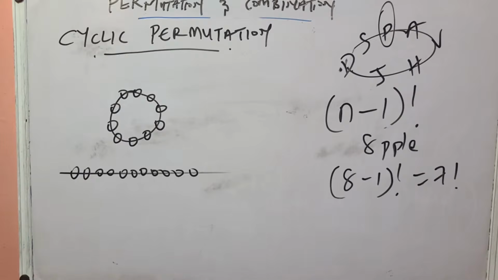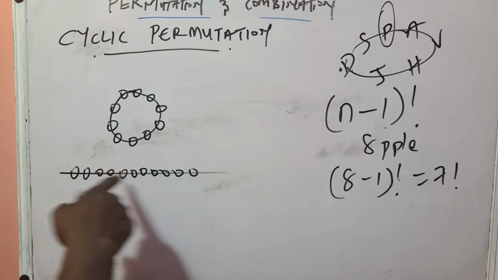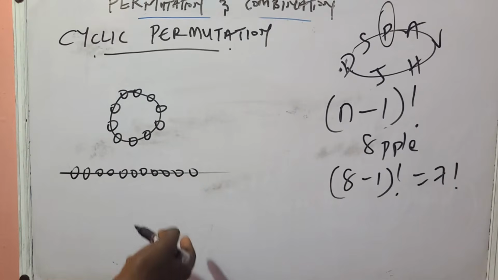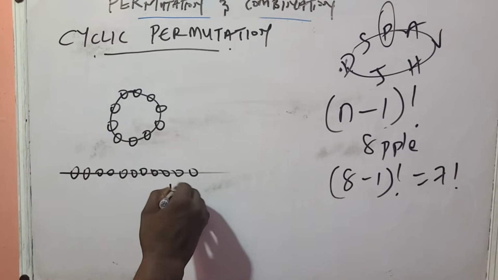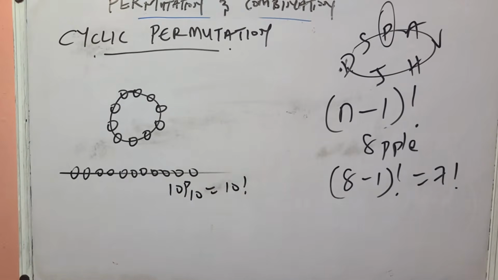If you have it on a straight line, of course, in this case, this is not a cyclic permutation. This will just be the normal way where you're having 10 different objects. And if you have 10 different objects and you're trying to arrange 10 of them, that will be 10 permutation 10. That will be 10 factorial. That's if you had it on a straight line. Now, but look at something that always happens when dealing with your beads.